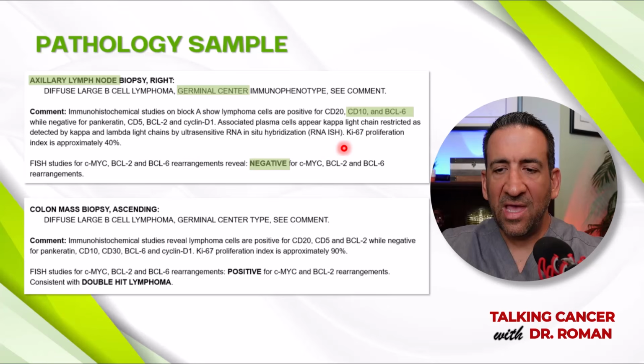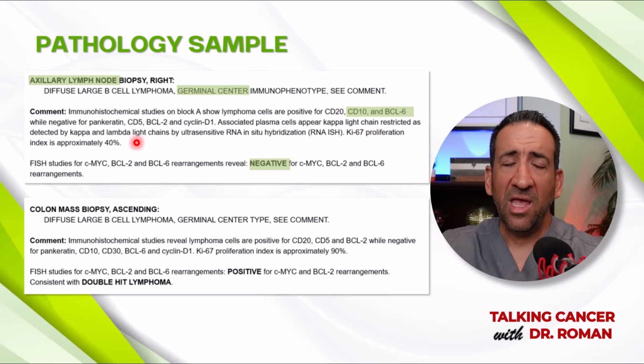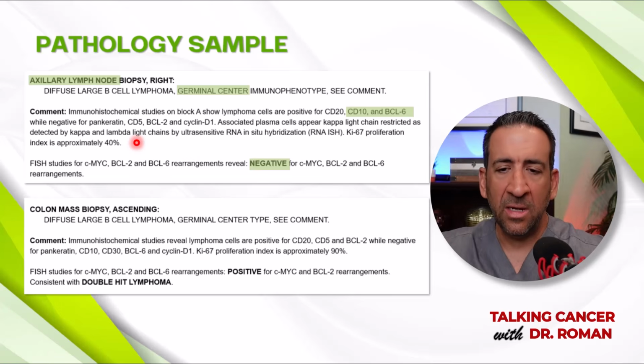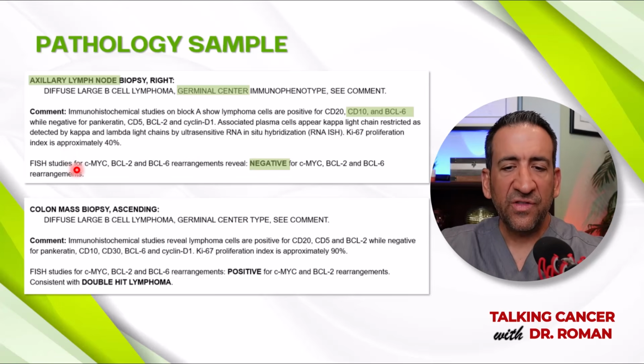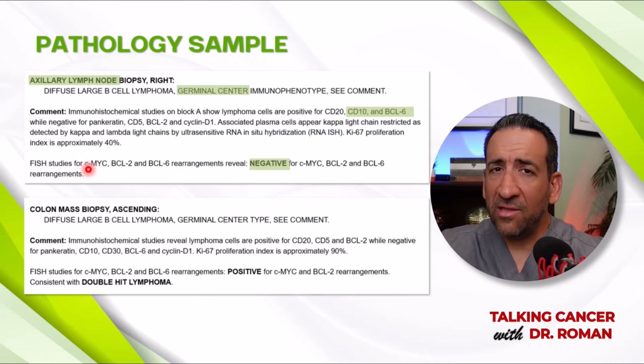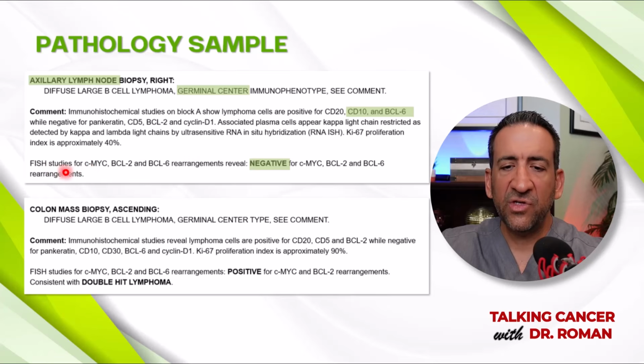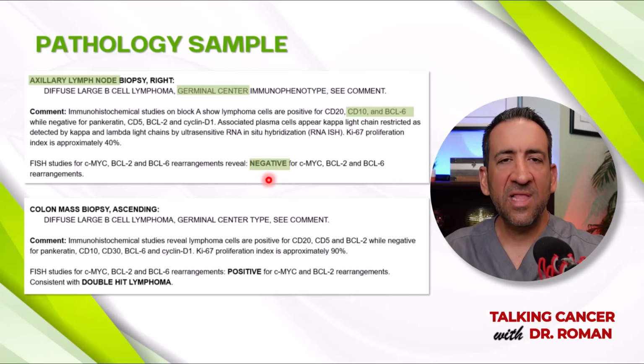It also has a Ki67 of 40%, which is high, but it can be even higher than 90%. So for being a diffuse large B-cell lymphoma, it's not as high as some other cases that I have seen. Now, the FISH studies, again, remember, double hit. You want to make sure it's not that. FISH studies for c-MYC, BCL2, and BCL6 rearrangements reveal that they are negative. So in other words, this person is not a double hit lymphoma.